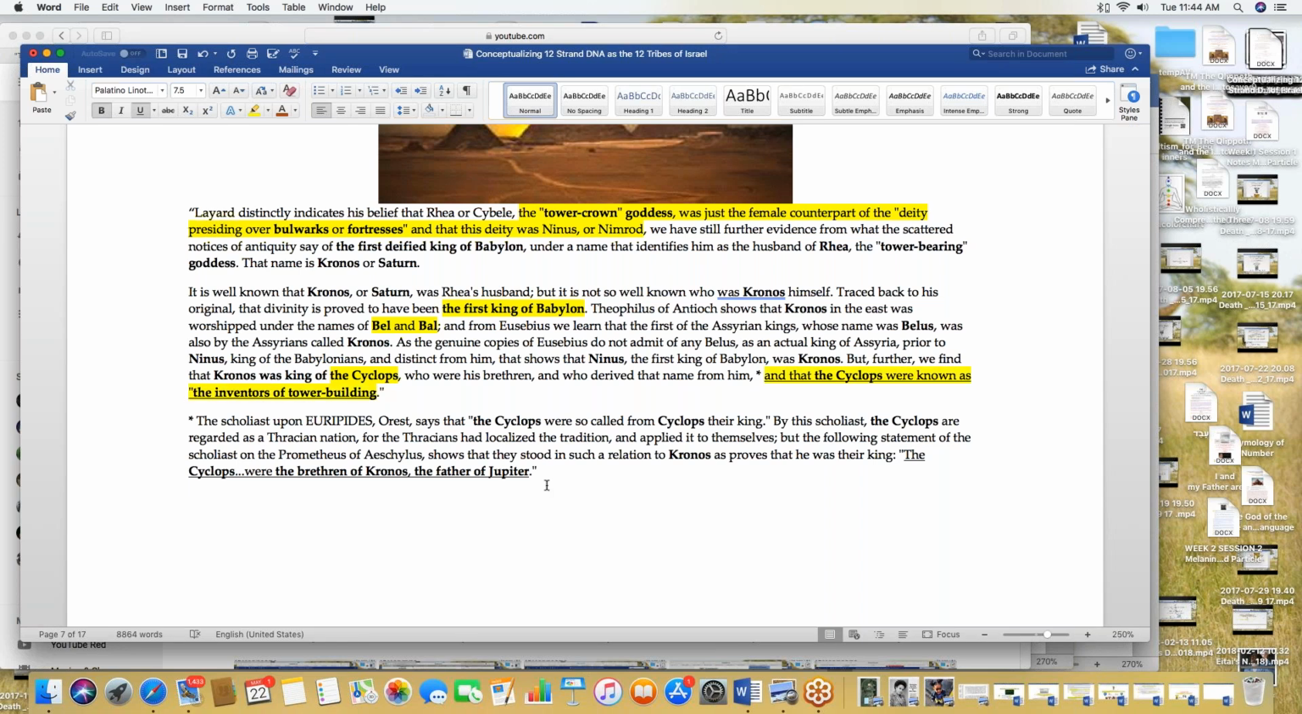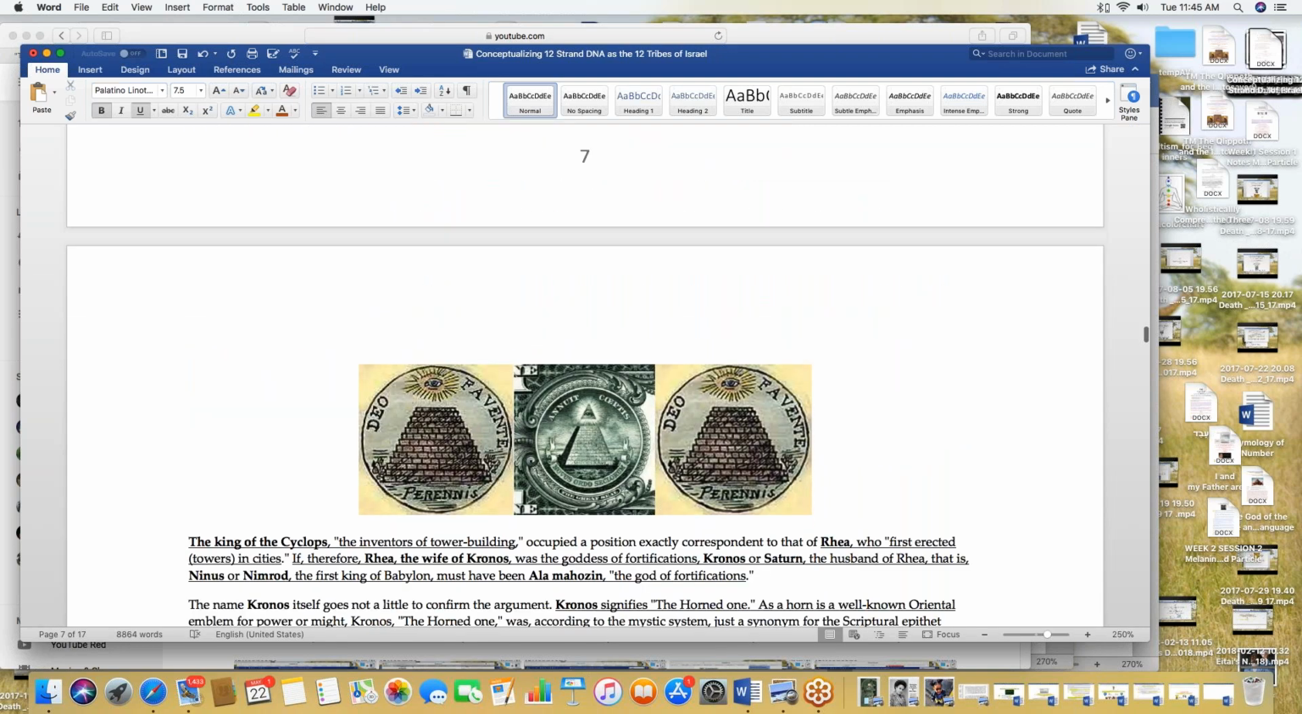The scholiast upon Euripides says the Cyclops were so called from Cyclops their king. By the scholiast, the Cyclops are regarded as a Thracian nation, for the Thracians had localized the tradition and applied it to themselves. But the following statement of the scholiast of the Prometheus of Aeschylus shows that they stood in such a relation to Cronus as proved that he was their king. The Cyclops were the brethren of Cronus, the father of Jupiter. Bear with me, family. We're going to put this all together.